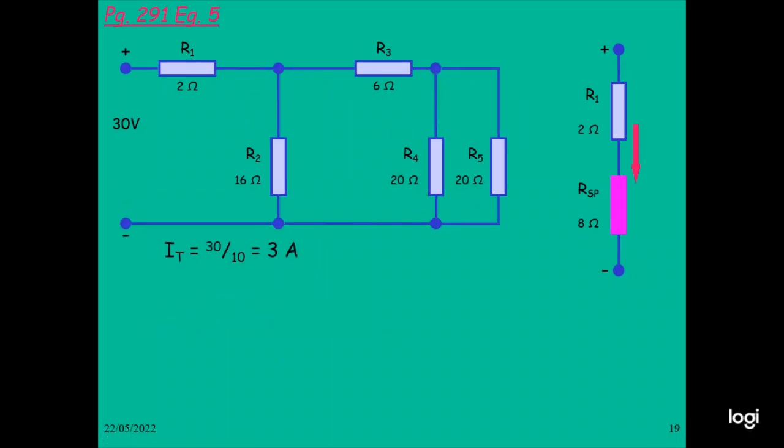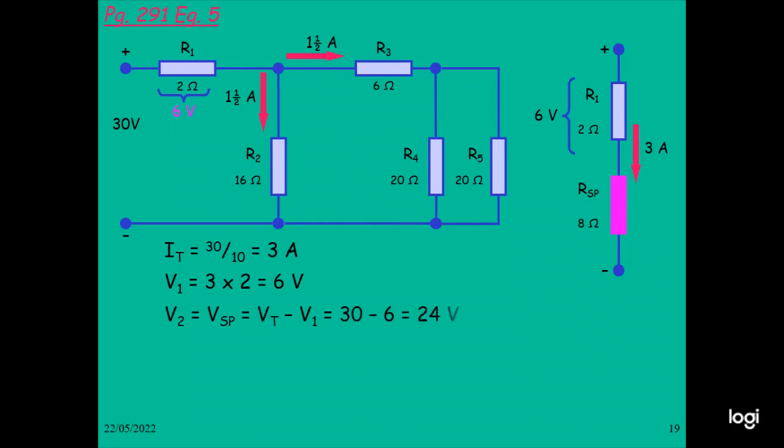Therefore, the total current ID can be calculated. Supply voltage 30 volt, total resistance is 10 ohm, you got a 3 ampere. And V1 can be calculated. V1 is for the resistance 2 ohm, current 3 ampere, you got a 6 volt. And the V2 we also calculate. V2 equal to V5P equal to VT minus V1. So VT is 30 volt minus V1 is 6 volt, you got a 24 volt.